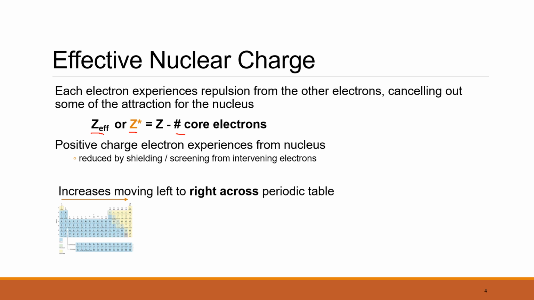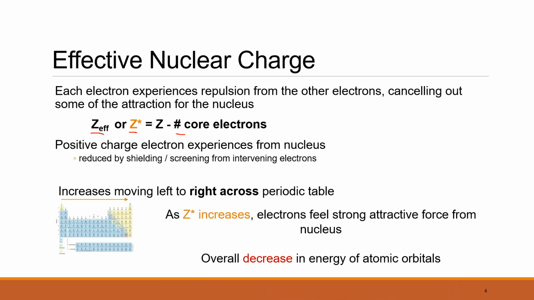So when we're looking at effective nuclear charge on the periodic table, the trend that we see is that it increases when we move from left to right across the periodic table. So what we're saying is, as Z increases, or the effective nuclear charge increases, the electrons feel a stronger attractive force from the nucleus. So why is this?